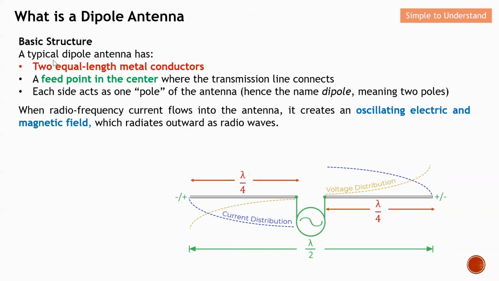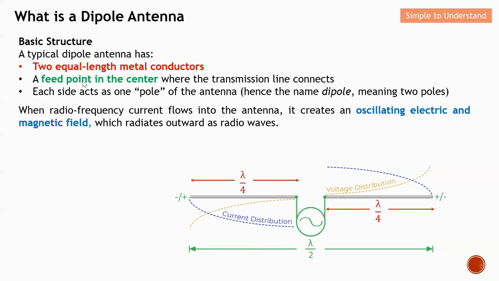Let me explain the basic structure of a typical dipole antenna. The most common dipole antenna is the half-wavelength dipole antenna. So basically the total length of this dipole antenna is half of a wavelength. From here, we can see that there are two equal lengths of metal conductor, and hence one metal conductor will have the length of a quarter wavelength. So basically this is the structure of the dipole antenna.